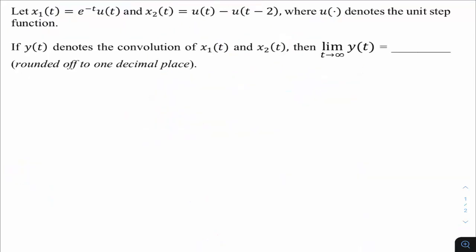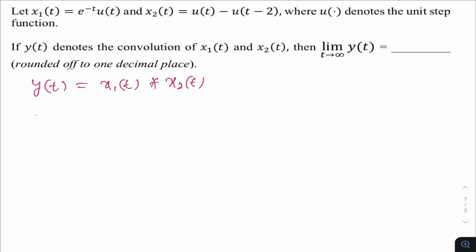This question was asked in GATE 22 of EC. This is from the signals subject and from the convolution related topic. The question is: let x1 t be e raised to power minus t u t, and x2 t be u t minus u of t minus 2, where u denotes the step function. If y t denotes the convolution of x1 t and x2 t, then the limit as t tends to infinity of y of t is dash. So basically, we have two functions x1 t and x2 t, and the third function y t is given as x1 t convolved with x2 t.